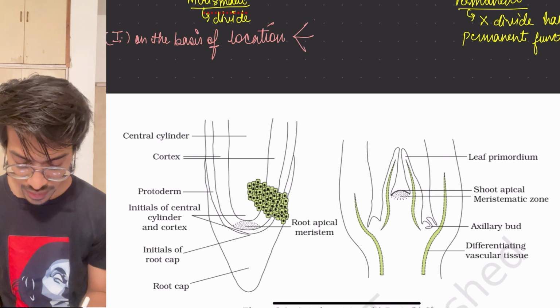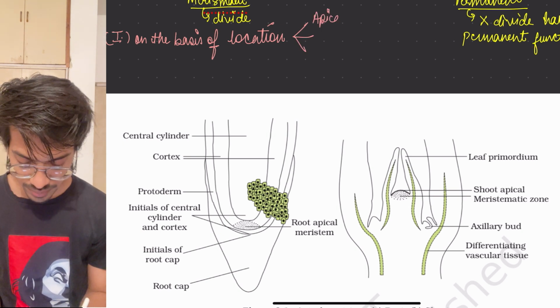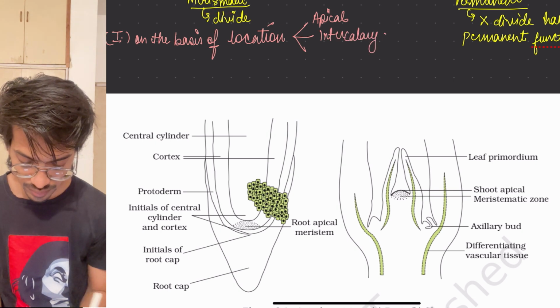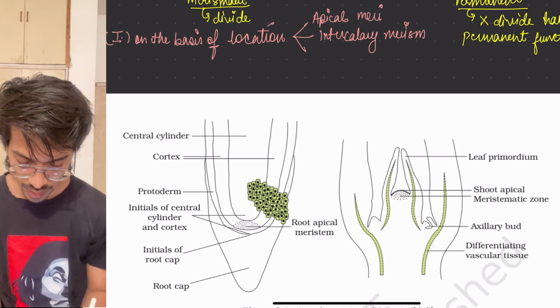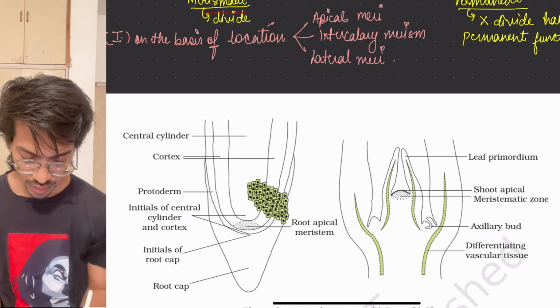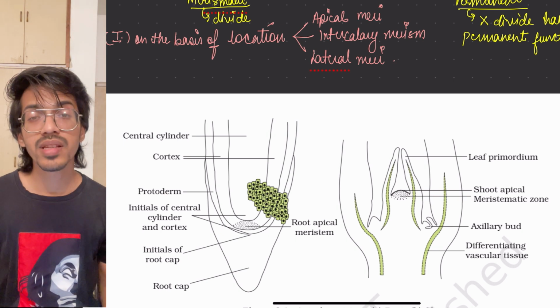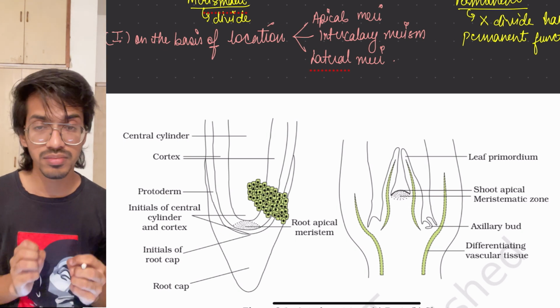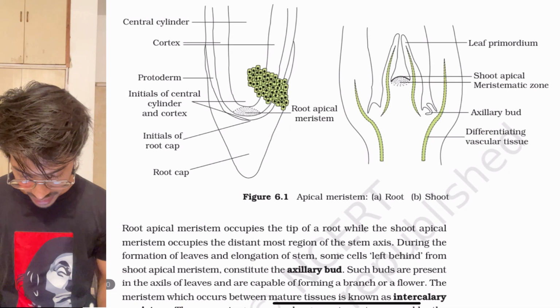So one is apical meristem, intercalary meristem, and the lateral meristem. Okay, the lateral meristem more particularly has been shown in the chapter Plant Growth and Development. Okay, here let's just see that.